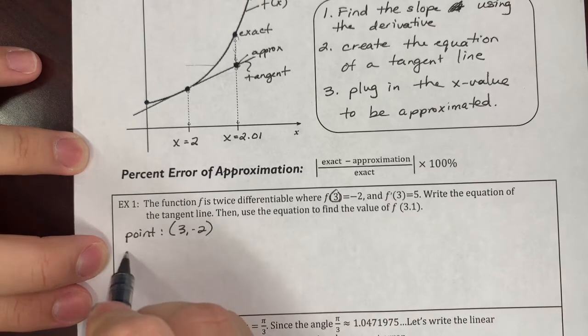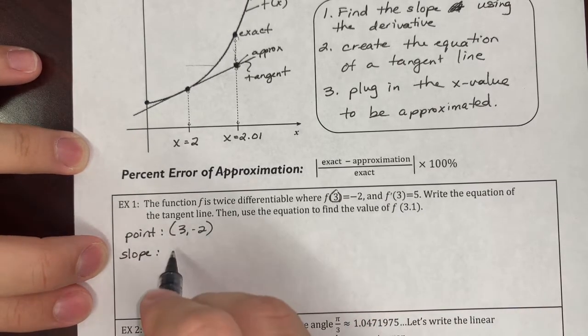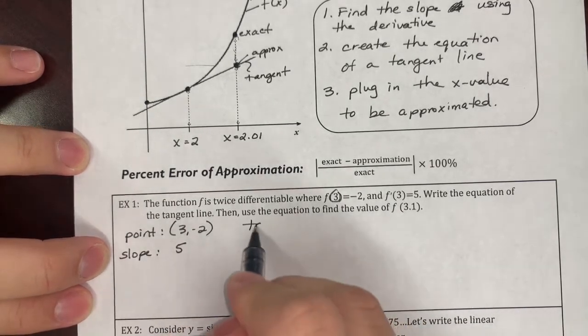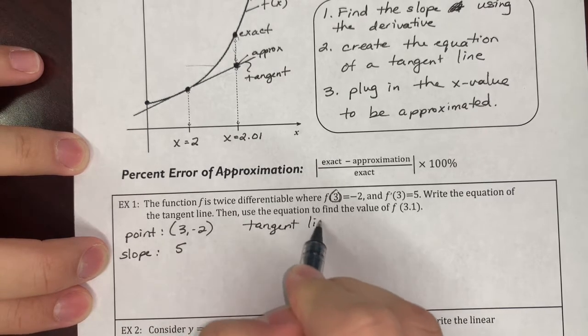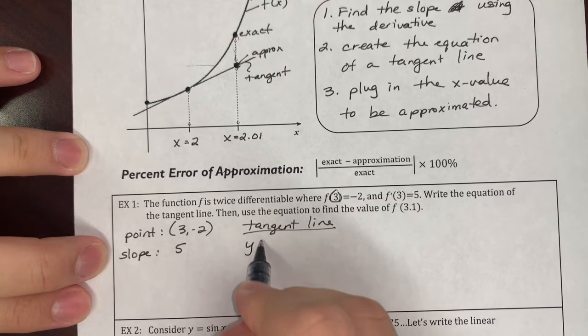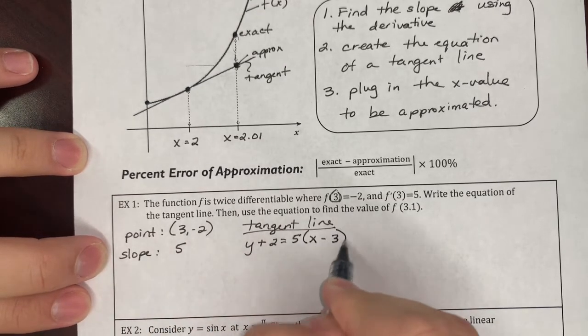And we have our slope, right? Because the derivative at that point gives us the slope, which is 5. And we can just create our tangent line equation from this. So our tangent line is going to be y plus 2 is equal to our slope 5 times x minus 3.